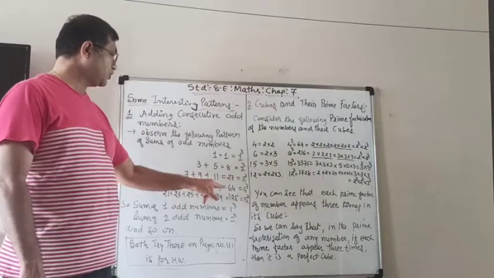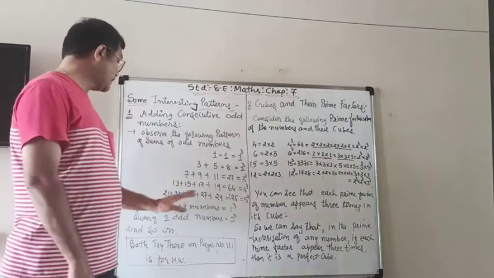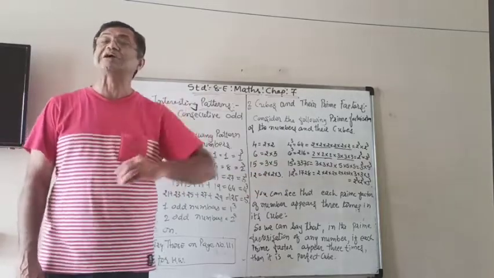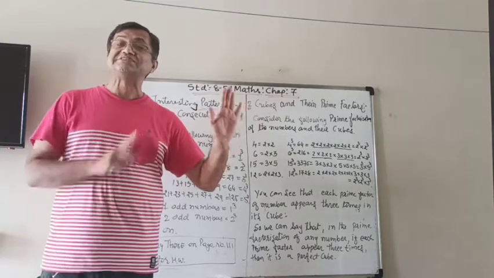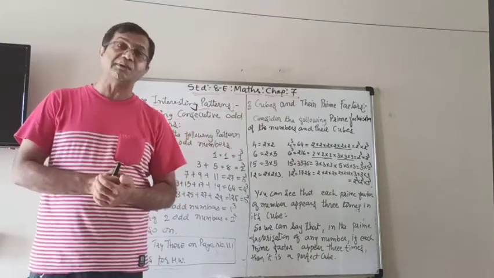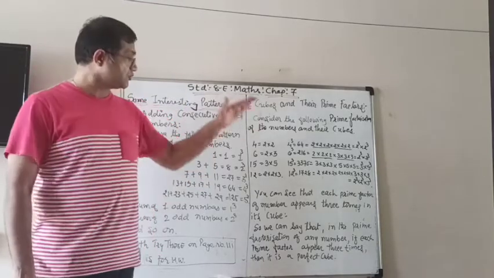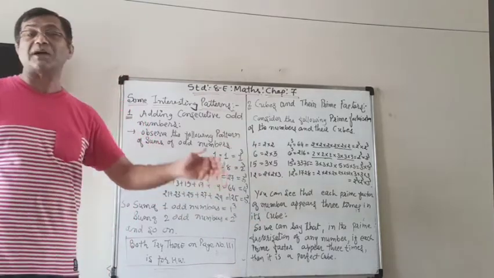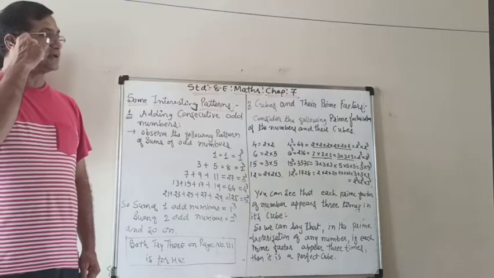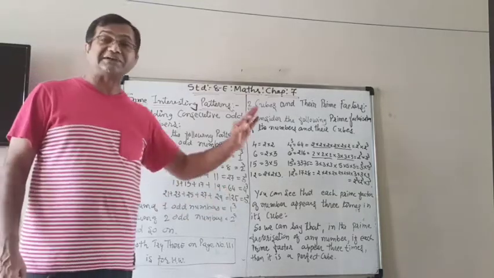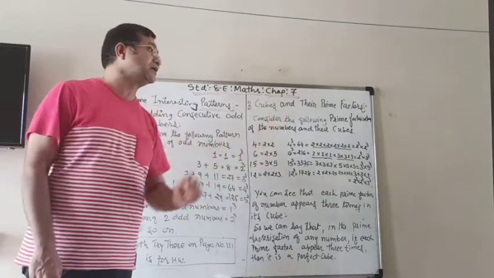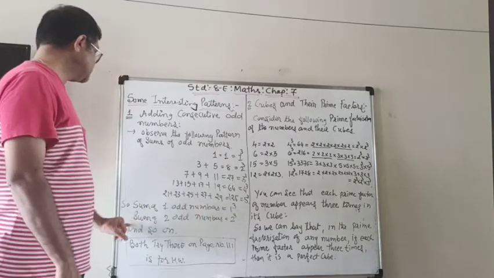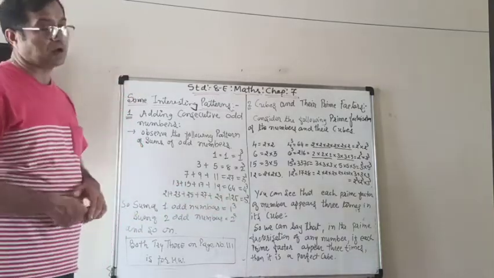So the sum of 4 odd numbers is 4 cube, and the sum of 5 odd numbers after that will be 5 cube. It means that if you want to write 7 cube, then you will need 7 consecutive odd numbers. If you want 10 cube, then you follow the same pattern: 1 cube, 2 cube, 3 cube, 4 cube, 5 cube, 6 cube, 7 cube, 8 cube, 9 cube and 10 cube. And then you will get that it will be the sum of 10 consecutive odd integers. So the sum of 1 odd number is 1 cube, the sum of 2 odd numbers is 2 cube, and so on.